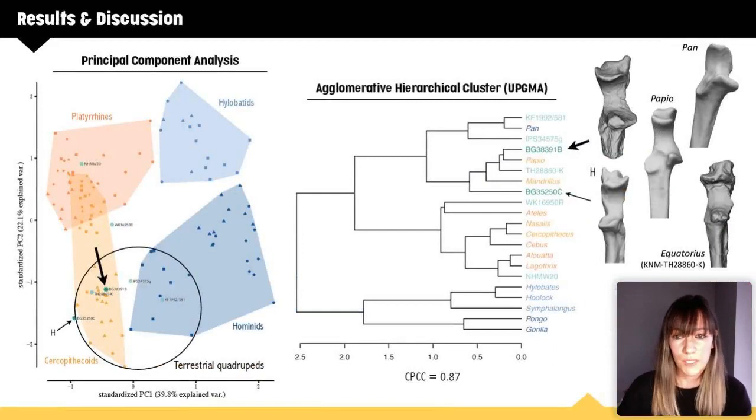In our results, the PCA clearly separates apes and monkeys, and within apes, great apes and hylobatids. Nacholapithecus, black arrows and holotype highlighted with an 8, falls within the Cercopithecus morphospace, particularly within the space occupied by large papionins. The closest fossil taxon to Nacholapithecus is Equatorius, the other genus within the tribe Equatorini. And it's the same for the dendrogram, where Nacholapithecus is clustered next to baboons and within a group including papionins and the fossil taxon Equatorius.